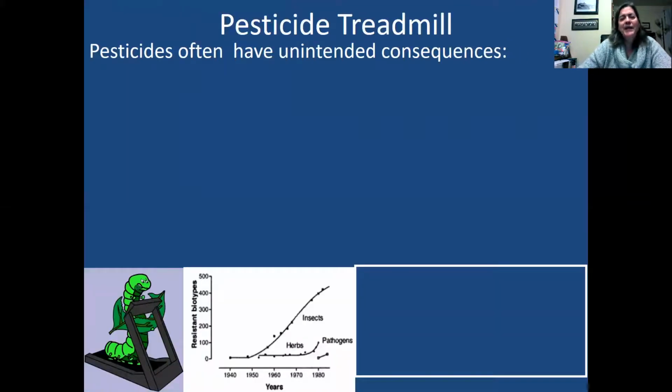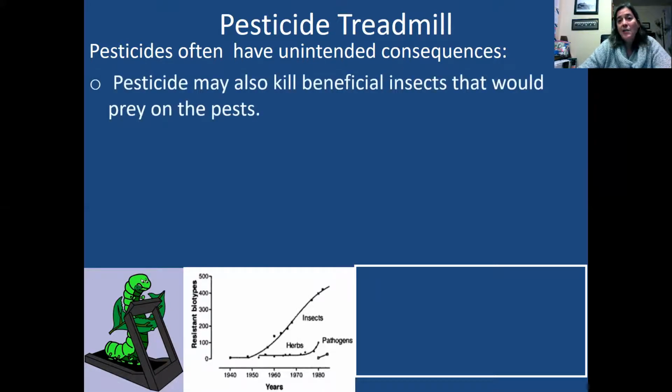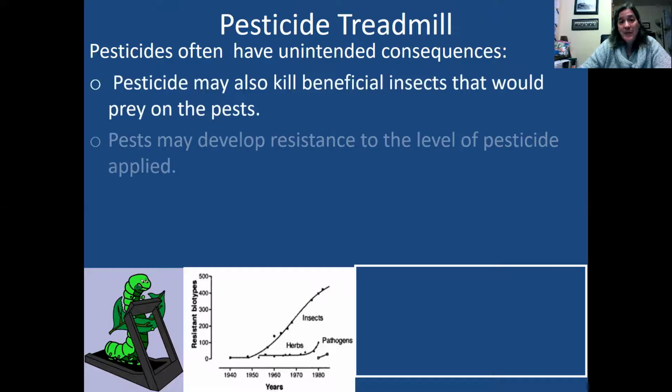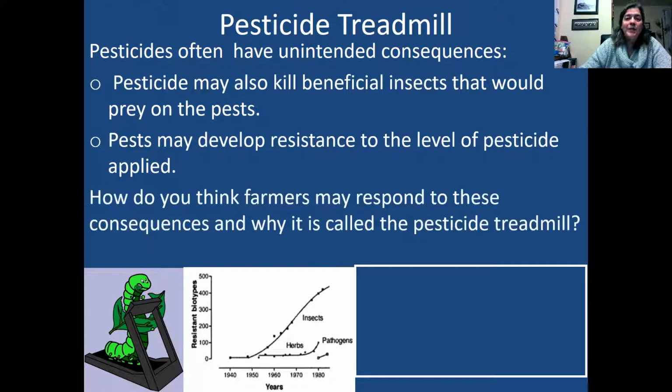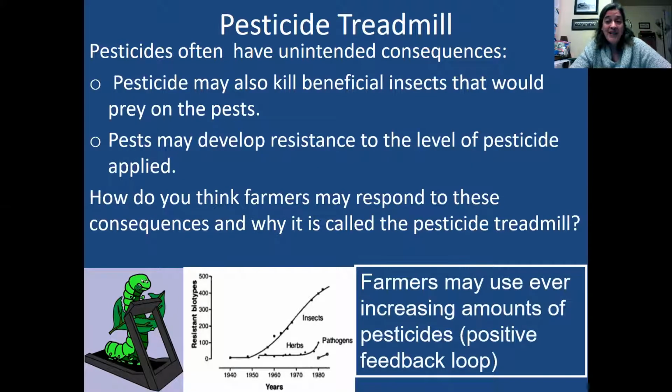So the pesticide treadmill. When you think about a treadmill, look at this graph. This is kind of classic exponential growth. So pesticides, the unintended consequences: they may also kill beneficial insects, again, like bees. Pests may develop resistance to the level of pesticide applied. And so if over time your pests are developing resistance to this, again, that coevolution idea, what are farmers going to do? They're going to start using more pesticide to kill more insects. Okay, so we have a positive feedback loop going. The more insecticide you use causes more insects to become resistant, so then you have to use more pesticide to kill more insects, and then you get more resistance.